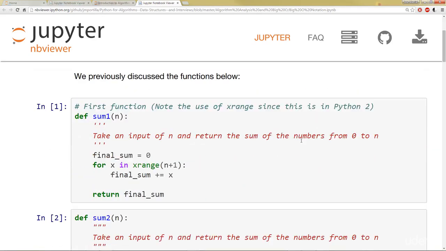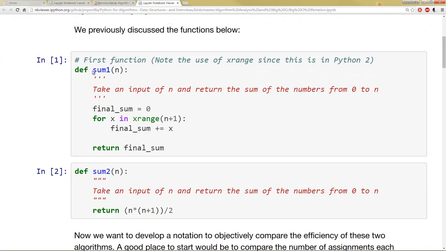We previously discussed these two functions. Remember, these functions take in an n, and then they return the sum of the numbers from 0 to n. The first one did it iteratively, and the second one used this algorithm, n times n plus 1 divided by 2. So we want to develop some sort of notation to objectively compare the efficiency of these two algorithms. A good place to start would be to compare the number of assignments or operations each algorithm makes. So let's start with assignments in general.